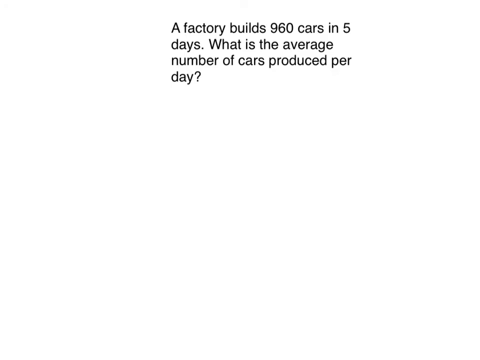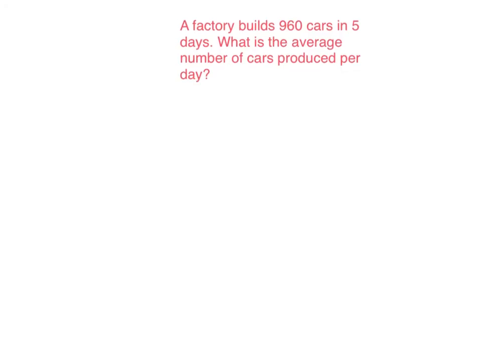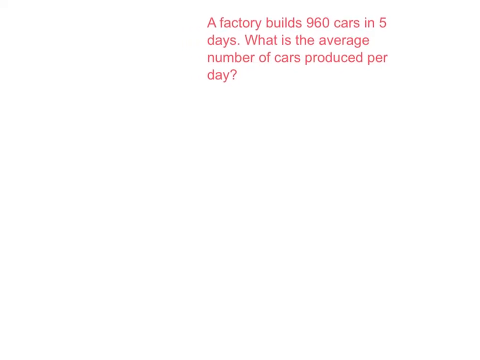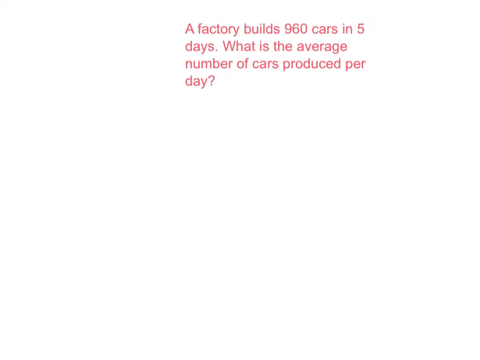We'll try one more example. A factory builds 960 cars in 5 days. What is the average number of cars produced per day? So if we read the question, it's how many cars are produced per day. So it's cars per day. So I'm going to take cars and I'm going to put it over days.